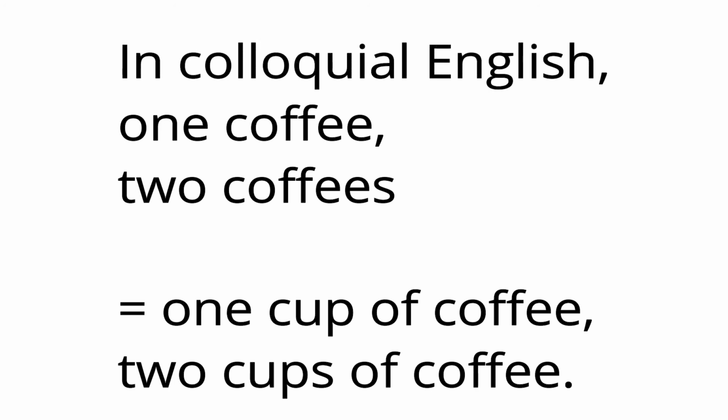In colloquial English, people do use counting words or plural forms with uncountable nouns, like one coffee, two coffees. In this case, the nouns are actually used as a shorthand for one cup of coffee and two cups of coffee.